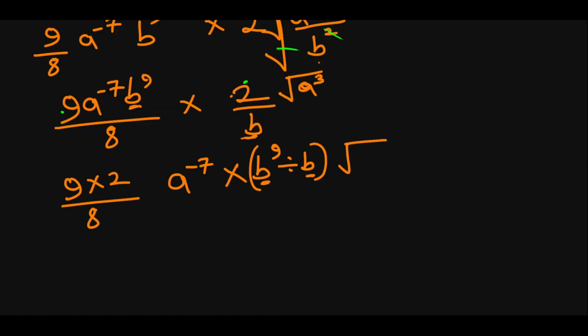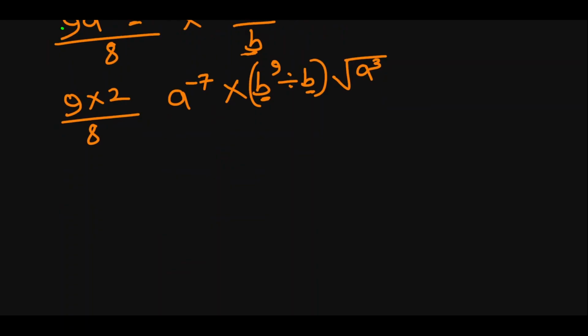Then we still have our roots, a to the power of 3. Simplifying further gives us, if 2 cancels 2, it gives us 1. 2 cancels 8, gives us 4.